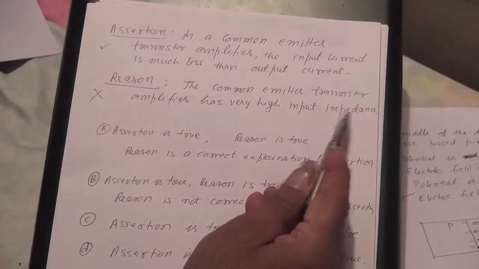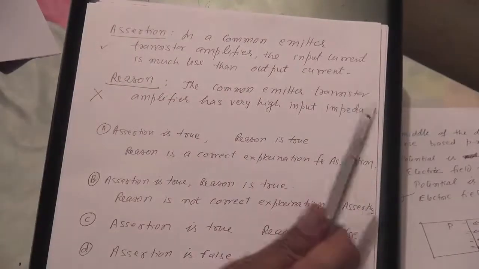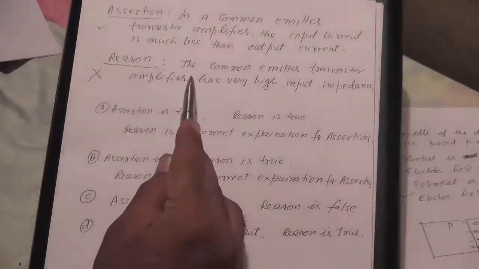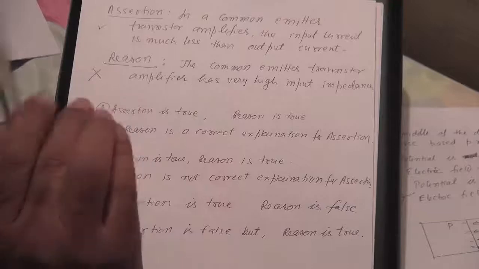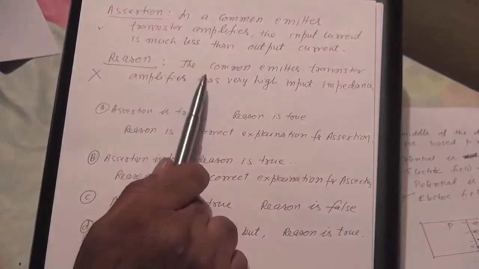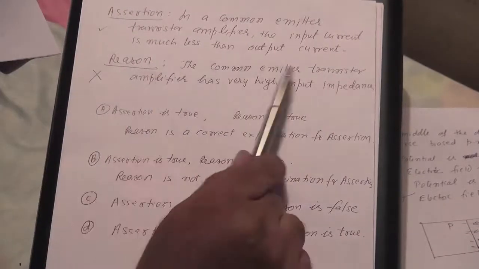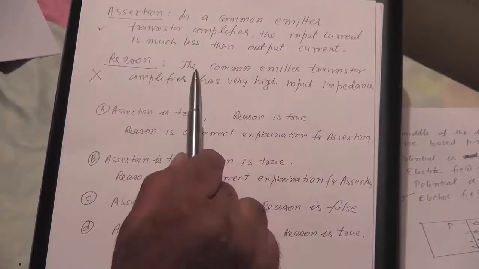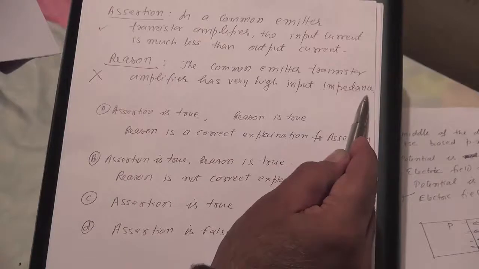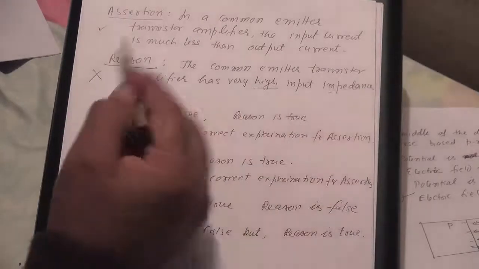It has no high impedance. High impedance belongs to the output where RC is very large. And the input resistance is small, so its impedance is also small. And the low current is only due to the small battery. So this reason, that the common emitter transistor amplifier has a high input impedance, is wrong. There is no high impedance here.